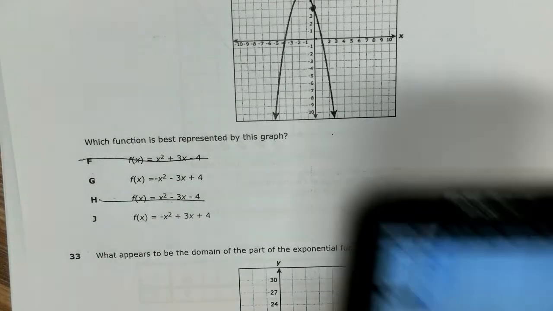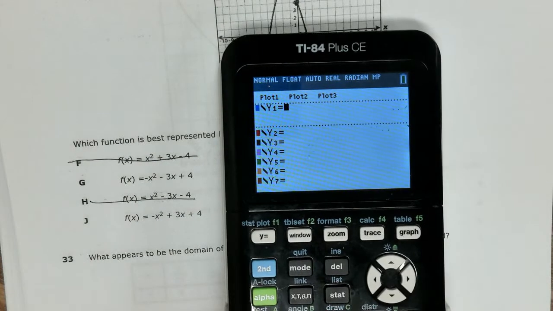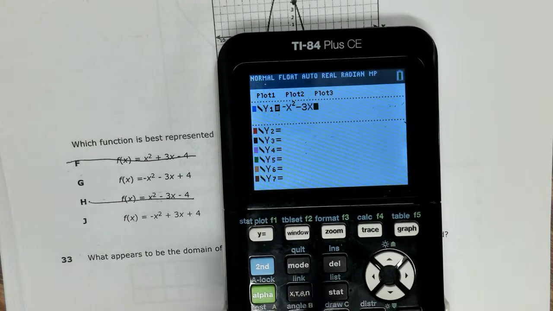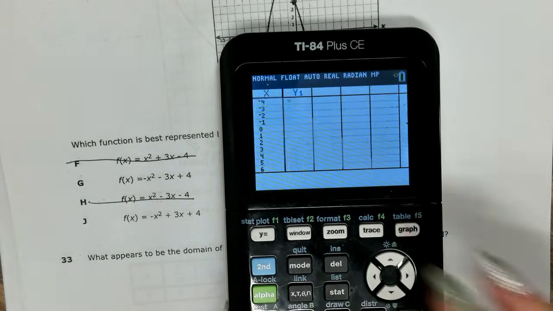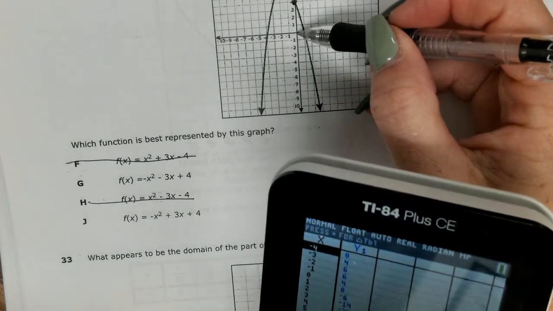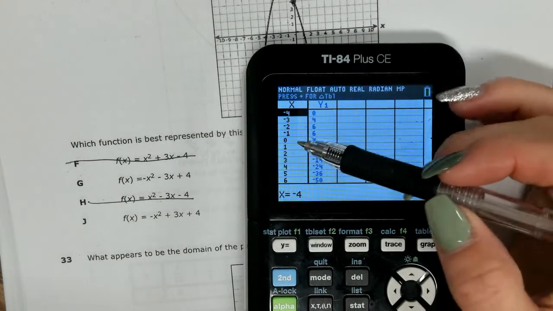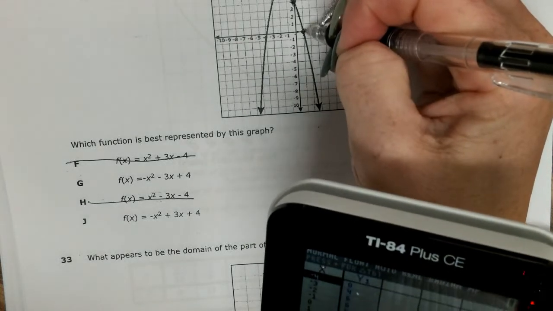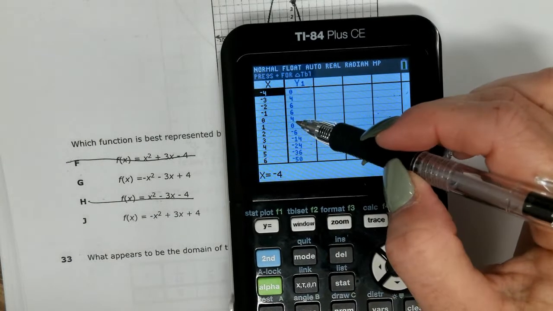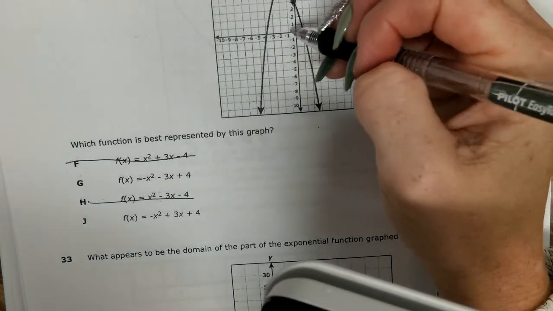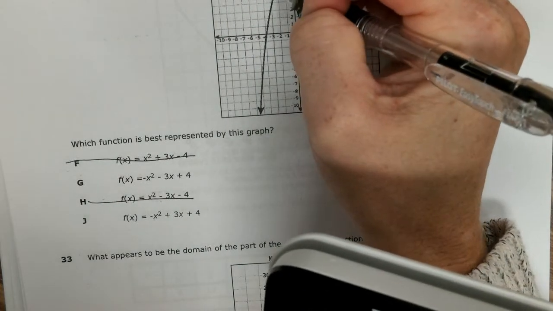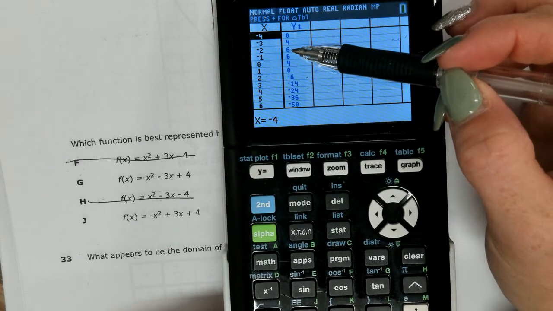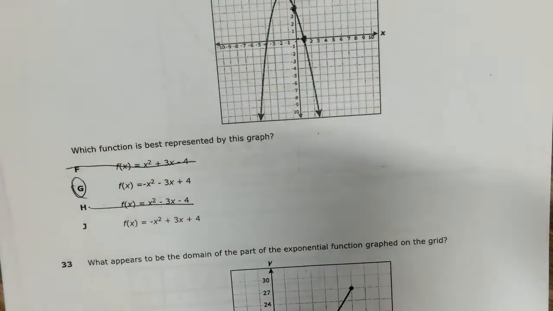So I'm going to go check G. So I go to y equals, I put in negative x squared minus 3x plus 4. I go to my table, and my first dot I'm looking at is for 0, 4, and it is there. Then I said, okay, well, here's a dot at 1, 0. Was it there? Yes. And then negative 2 has a dot at positive 6, and that was there, and so that was my answer.